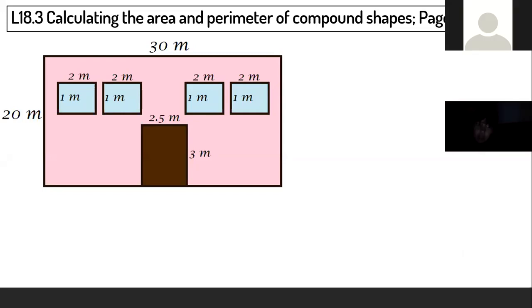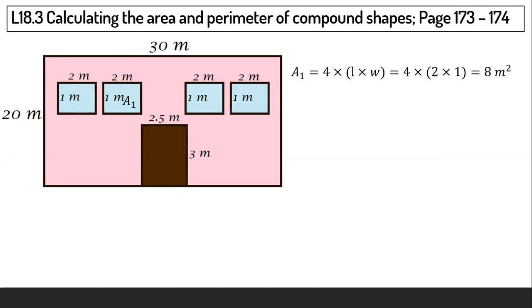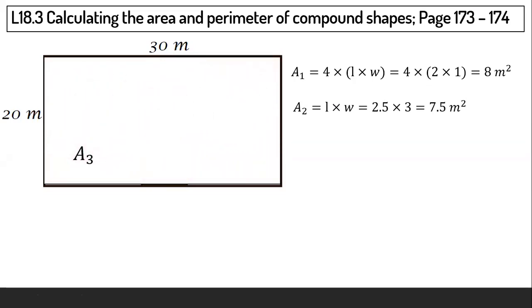Okay, so area 1 will be the window, but I have 4 windows, so I'm going to multiply it by 4. So area 1 will be length by width, but times 4 because I have 4 identical windows. So 2 times 1 is 2, times 4 is 8. Area 2 is the door, so it will be 2.5 times 3, which is 7.5. Now area 3, it's the full rectangle, which is 30 times 20, which means 600.